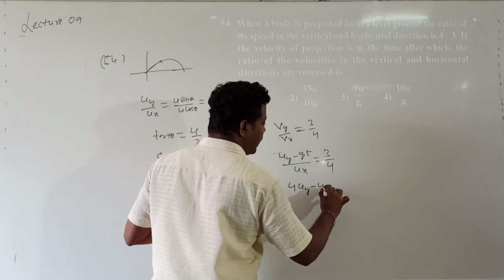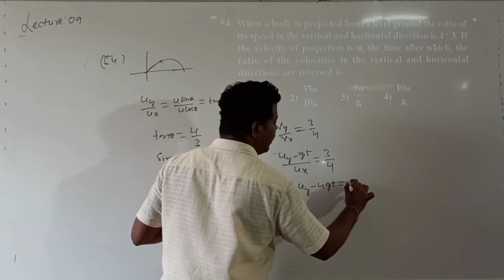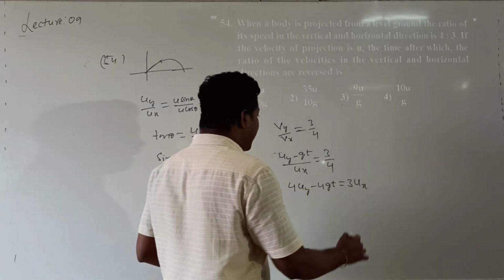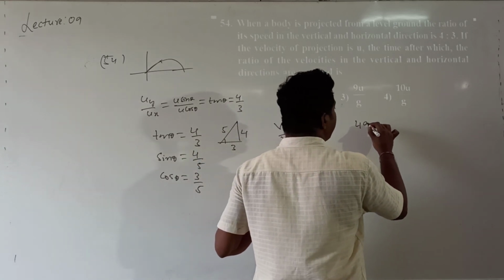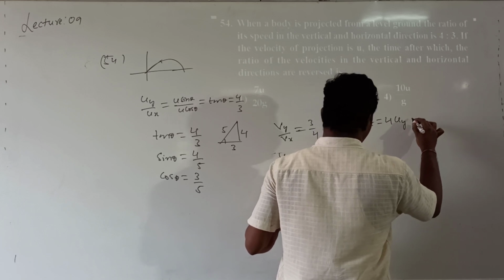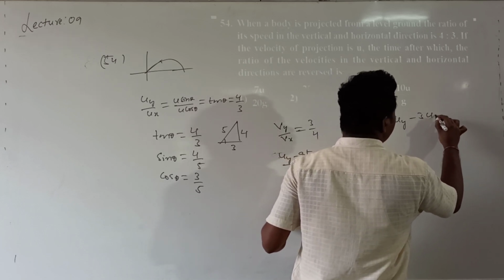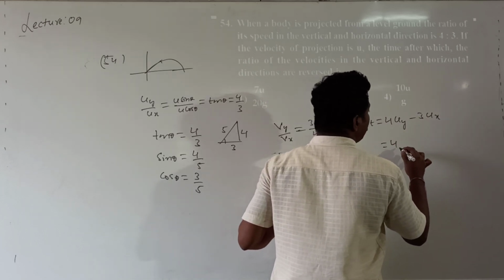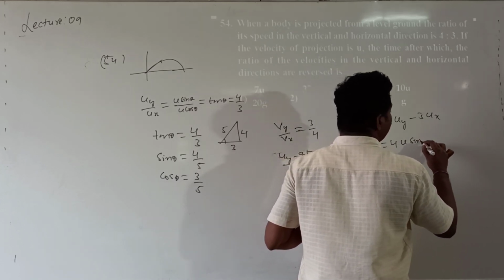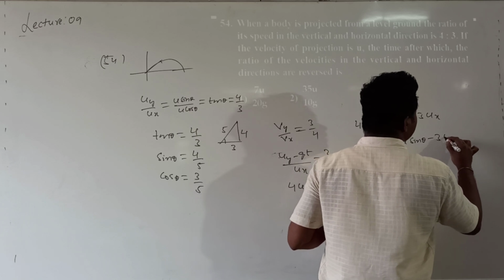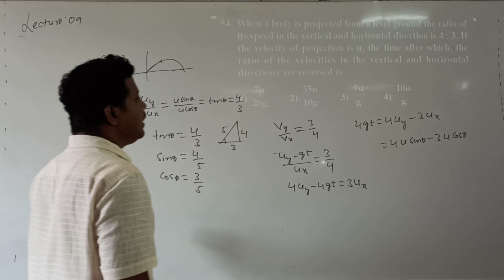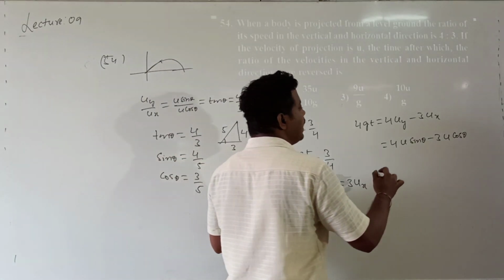4 into u_y minus 4 into g into t will be equal to 3 into u_x. Then 4 into g into t will be equal to 4 into u_y minus 3 into u_x. Right? 4 into u_y value, so u into sin theta, minus 3 into u_x value, u into cos theta. Can I substitute the sin theta and cos theta values? Then what answer will I get?